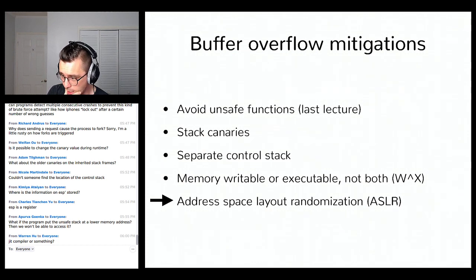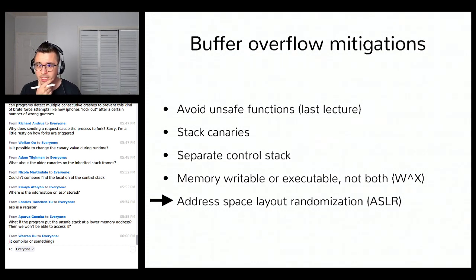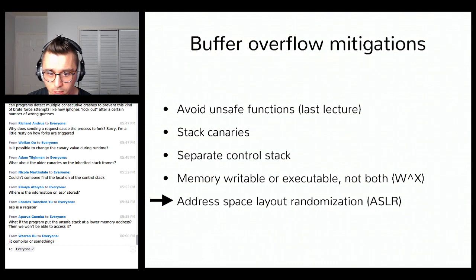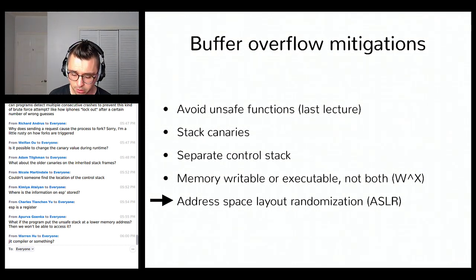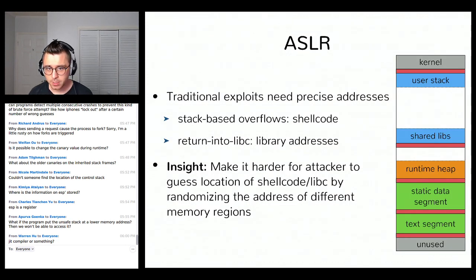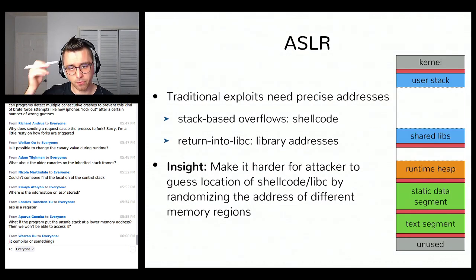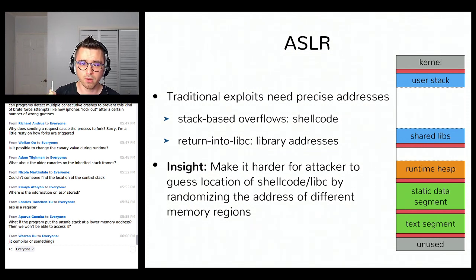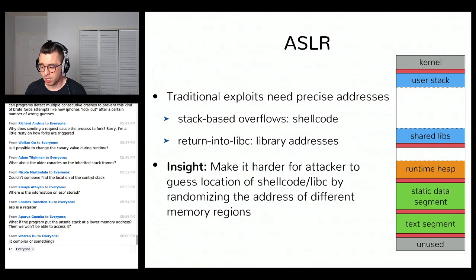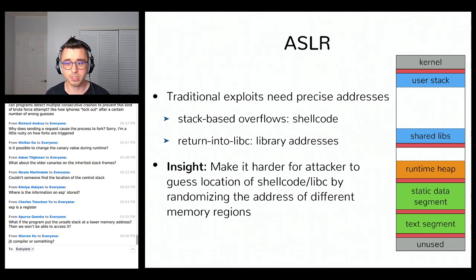out real attacks. Okay, so in the remaining time, the thing that I want to talk about is ASLR, or address space layout randomization. Now, if we step back and think about what's going on, if we look at the exploits that we've been looking at, these exploits basically need precise addresses, right? So the stack-based overflow, we need to know the location of the shellcode. The return into libc attacks, jumping into system, we need to know where system or any of the library functions that we want to call are.